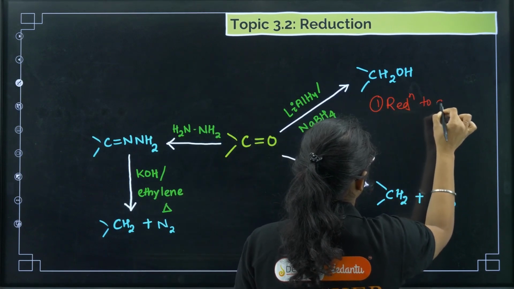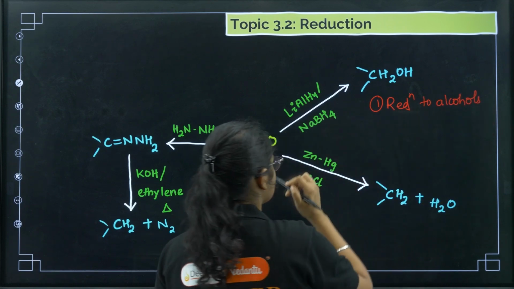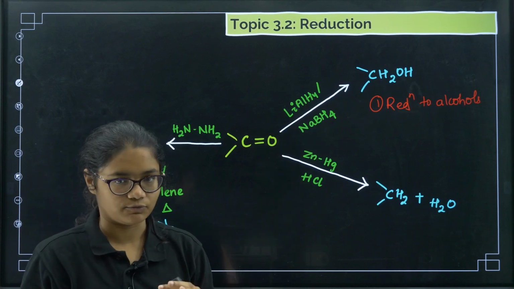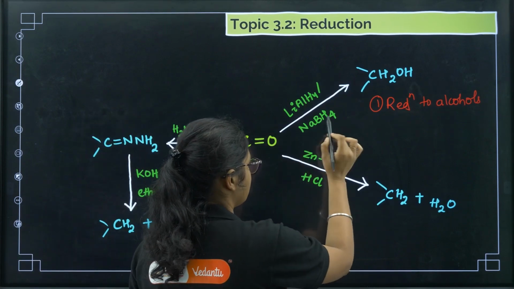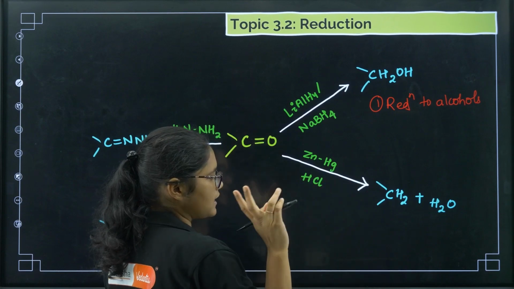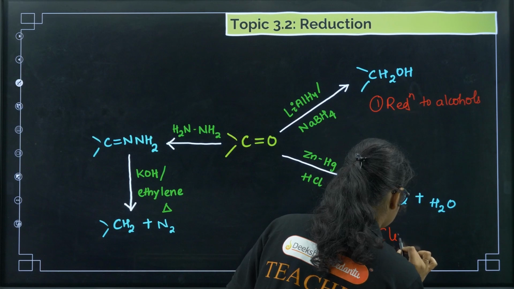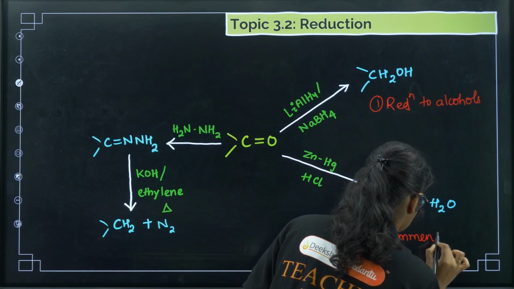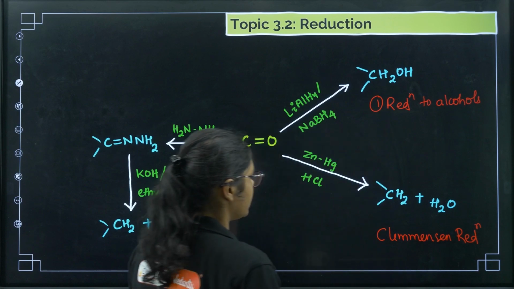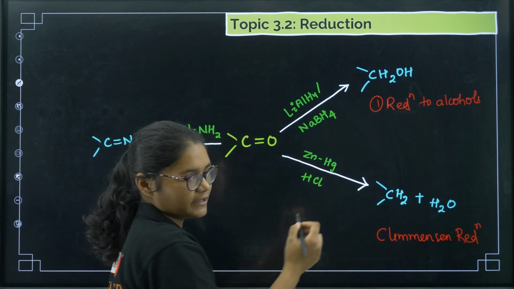Reduction to alcohols. So here what is the reagent required? Here the reagent required is LiAlH4 or NaBH4, you can use. Next, coming to reductions to hydrocarbons. Under that we have two reactions. First one is Zn-Hg/HCl and this reaction is called Clemmensen reduction. So here the C=O is replaced with CH2.